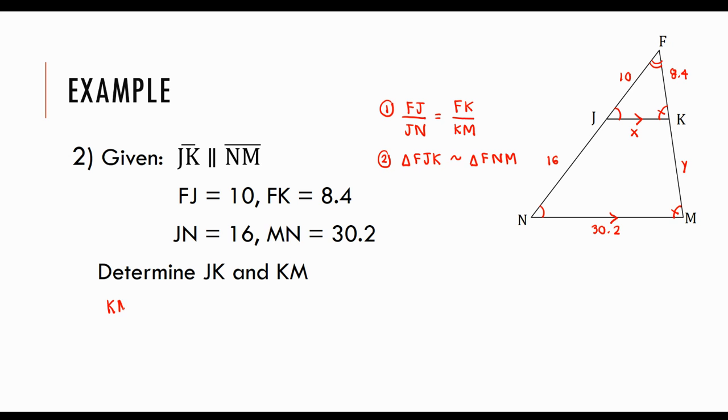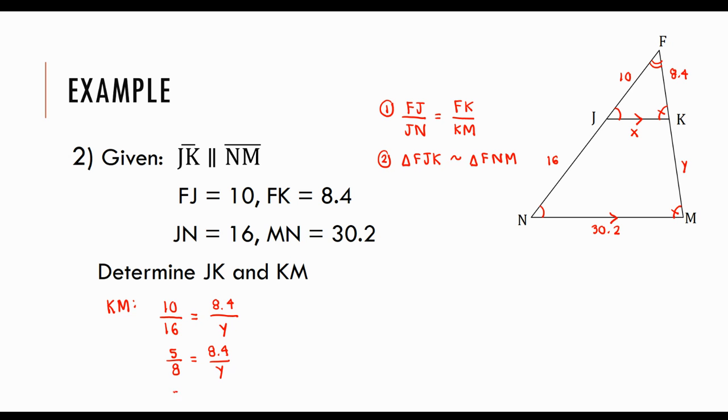So to find KM, I'm going to set up the ratios of the sides that are being split. So I'm going to use that first piece of given information. So FJ is 10 over JN, which is 16. That's going to equal FK, which is 8.4, over KM, which I'm calling Y. Okay, if you want, you can reduce down the 10 and the 16. They're both divisible by 2, so that would be 5 over 8 equals 8.4 over Y.